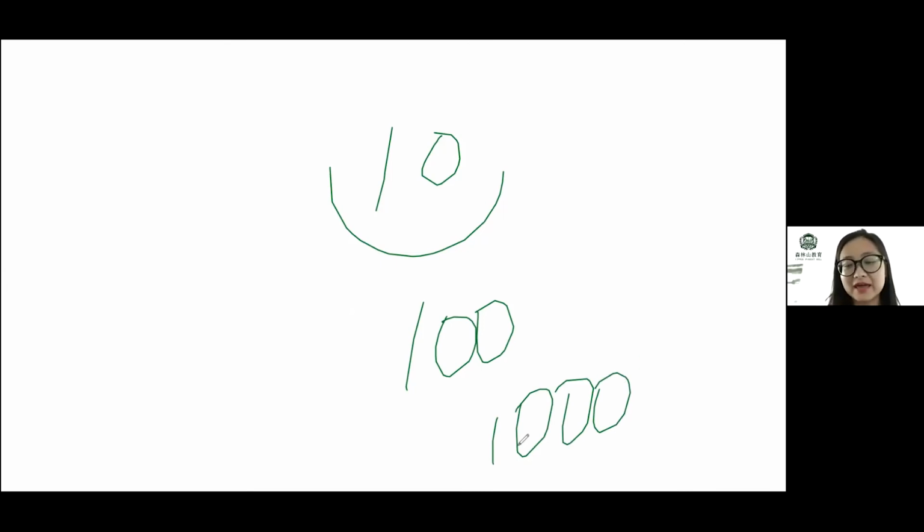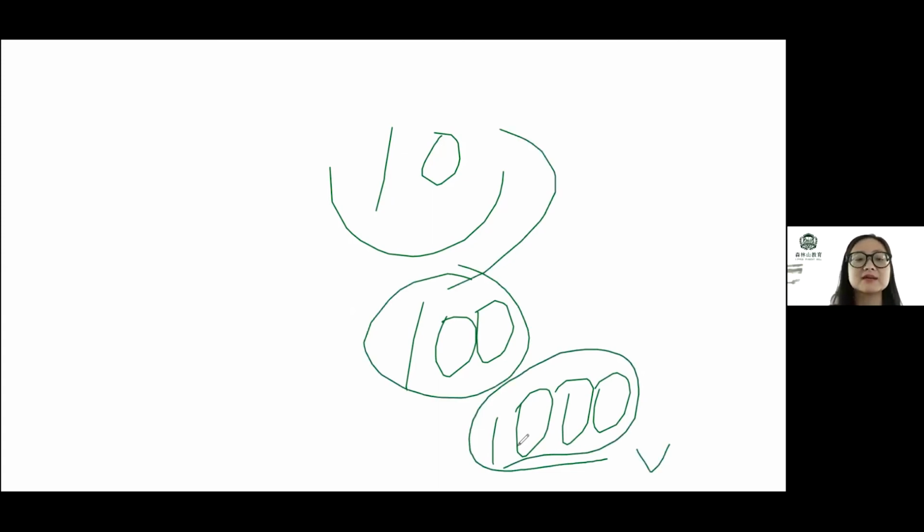Very good. Okay. If a number can be divisible by 1,000, you can also divide it by 100. You can also divide it by 10. Okay. Very good.